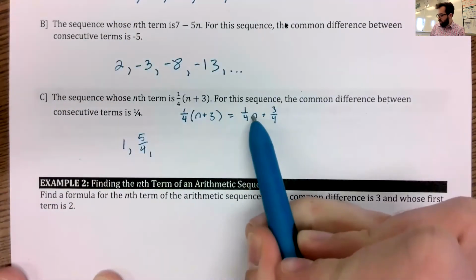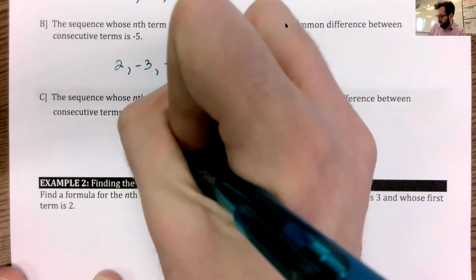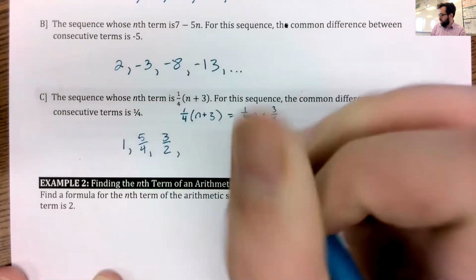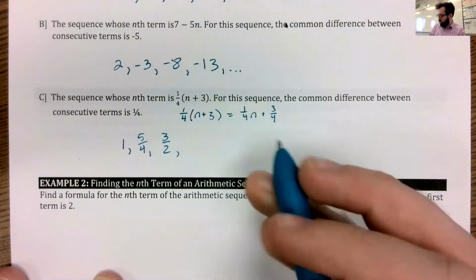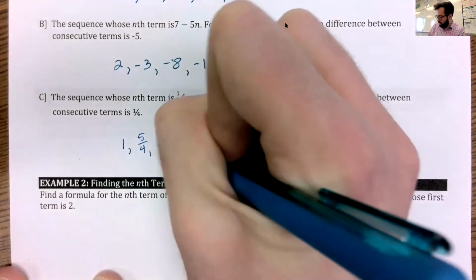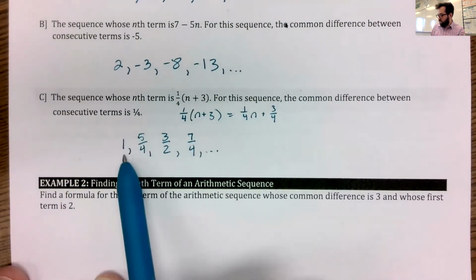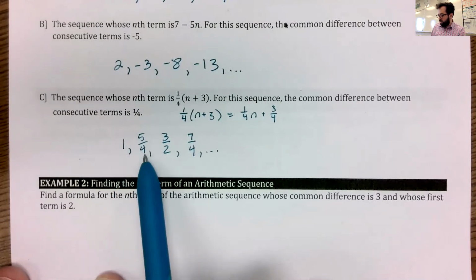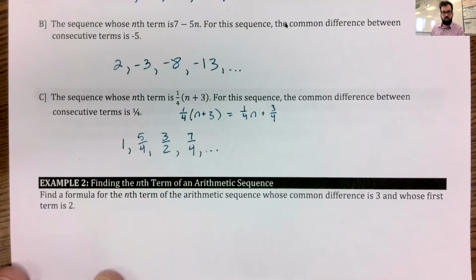Then we plug in 3. 3/4 plus 3/4 is going to be 6/4, which reduces to 3/2. Then we plug in 4. We get 1 plus 3/4, which is 7/4, and so on. The common difference is 1/4, so you can see every time I added a fourth. 1 plus a fourth is 5/4, plus a fourth, plus a fourth, and so on. That's what's going on there.